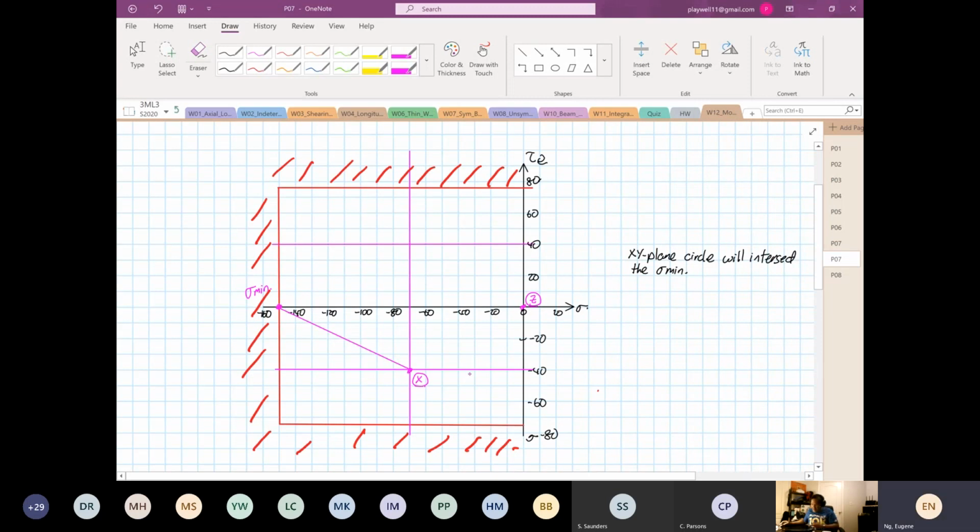Now you realize that this line is not the same as any other line we have drawn, because at this point the shear stress is equal to 0, right? We did not construct a line that is somewhere around here, or a line that's above here. We did not do that. This one touches 0, because the first thing that we assume is that the XY plane circle will intersect the stress minimum.